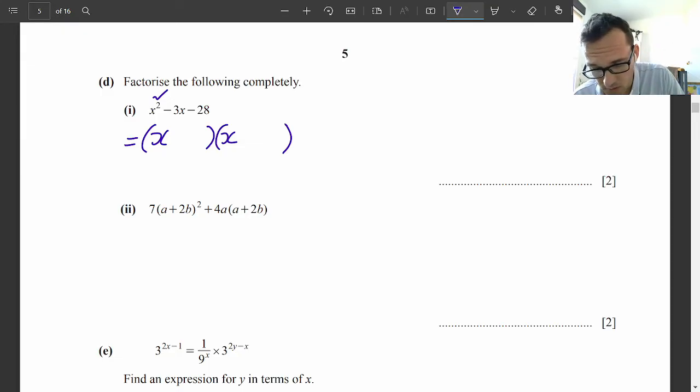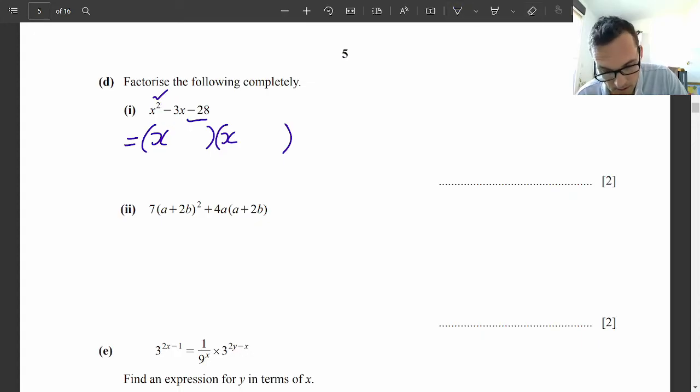We need to now find two numbers we multiply together to give us minus 28. So what could that possibly be? 2 and 14, or 7 times 4. Now when we add them together, we need to get the middle term, minus 3x. So 7 times 4 seems most likely to work there.